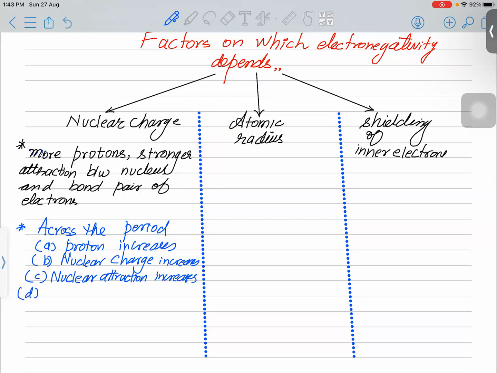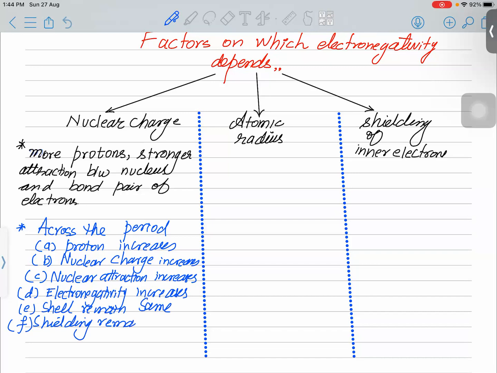Fourth, electronegativity increases. Shell remains the same. Shielding remains the same. Are you getting my point or not? Beta, are you getting all these points or not? Yes, sir. Okay, alhamdulillah.